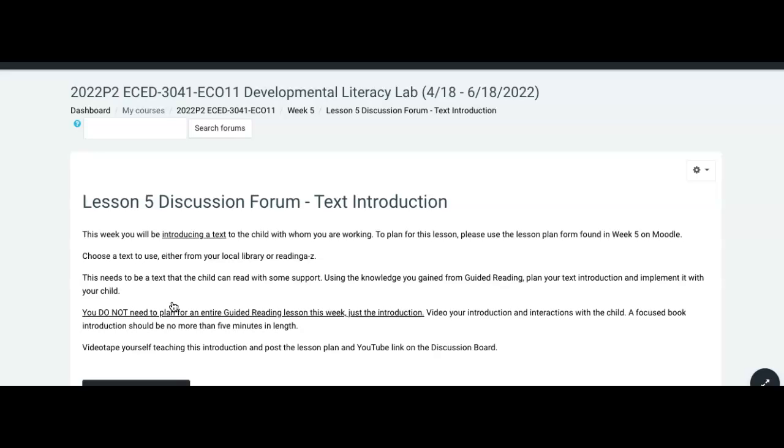It's not just taking a picture walk. So please don't say that. You can say that you're going to preview the text with them, because really that's what you're doing. The introduction is a conversation back and forth with the students.